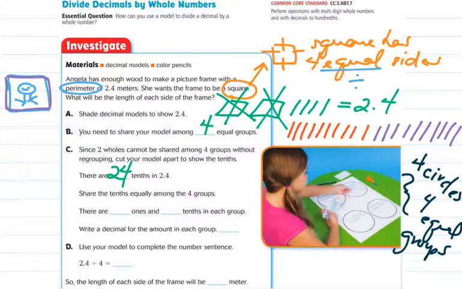So it says that there are, boys and girls, 0 ones. And we know that because when we traded, we just traded for tenths. If you check and see how many tenths are in each group, we would see that there are actually, in fact, indeed, 6 tenths in each group. And I'm actually going to draw this out and show you on the next page so you can actually see what it looks like. So boys and girls, we have our 4 groups.